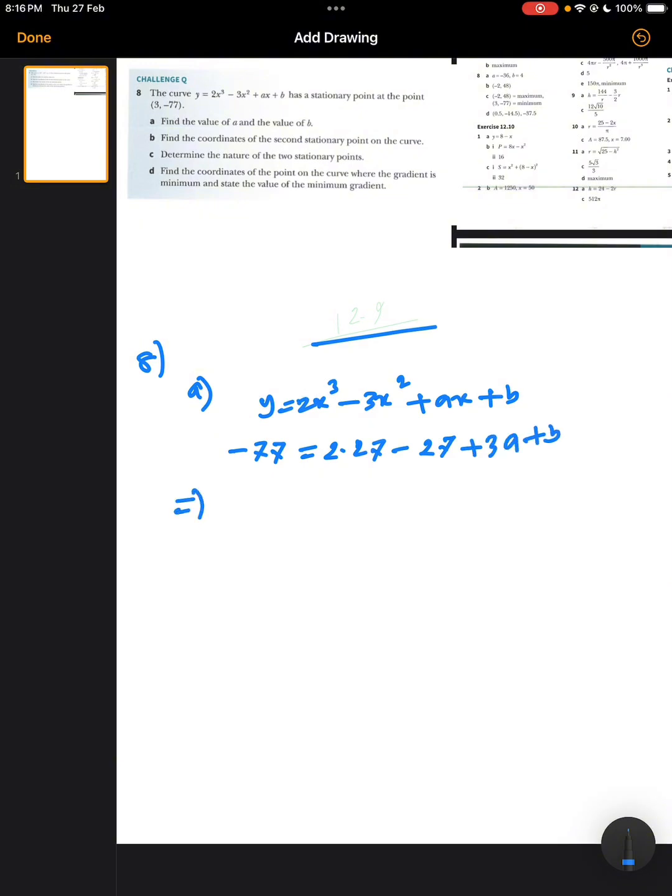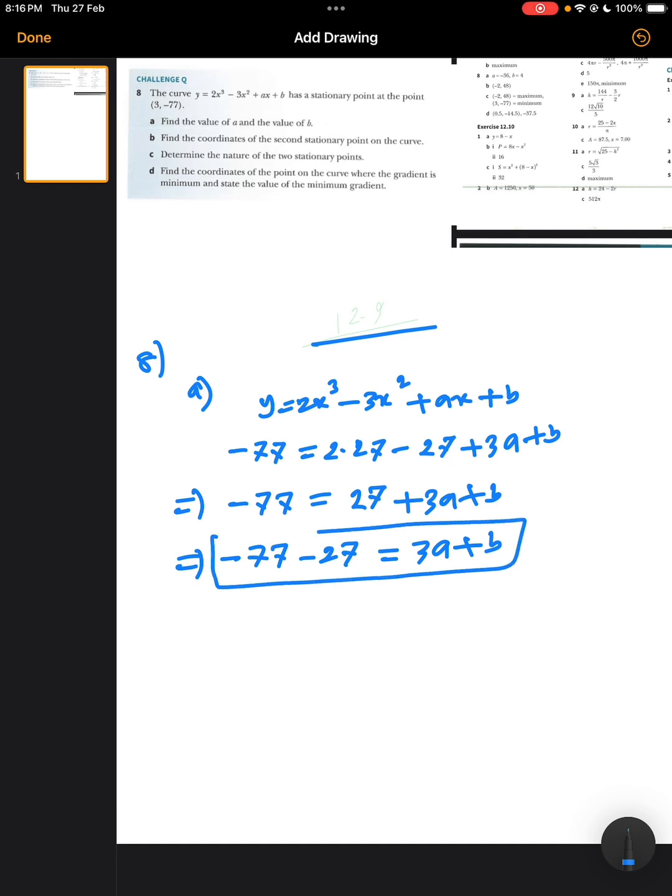Okay, so here -77, here 27 plus 3a plus b. So -77 minus 27 equals 3a plus b. Let me check the calculation one more time. 3 cubed is 27, times 2. 3 squared is 9, 9 times 3 is 27. 3a plus b. Okay, I am taking it this way.